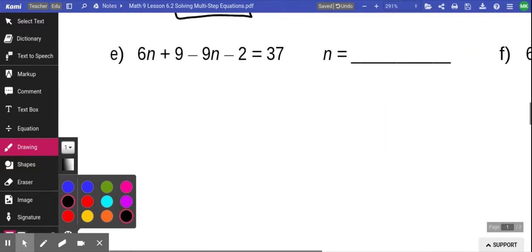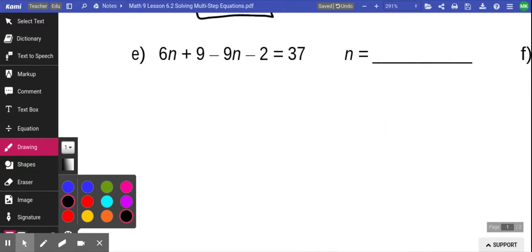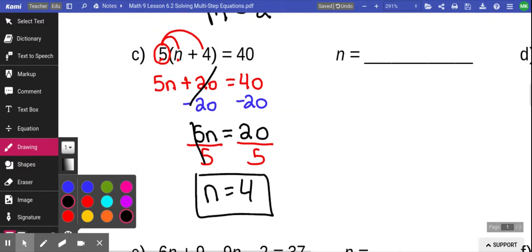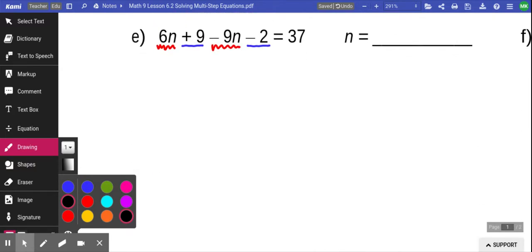Doing fantastic. We're going to look at E. So if we look at E, we have another unique situation. This unique situation is that on the left side of the equal sign, we have some like terms. We have a 6n and a negative 9n. We also have a plus 9 and a minus 2. To be able to solve this question, kind of like how we multiplied in these ones, I'm going to have to collect like terms in these ones before I can actually start solving.